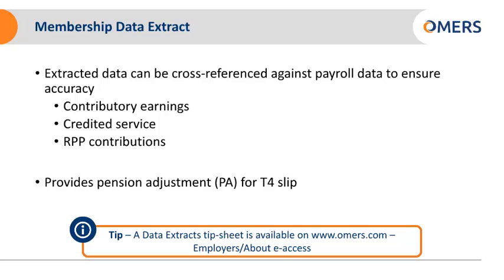This membership data extract is also used to create the PA file, which will be used for T4 reporting. If you are unsure on how to run a data extract, there is a tip sheet available in eAccess which provides you with the step-by-step instructions on how to extract the data and convert it in Excel for easy manipulation.